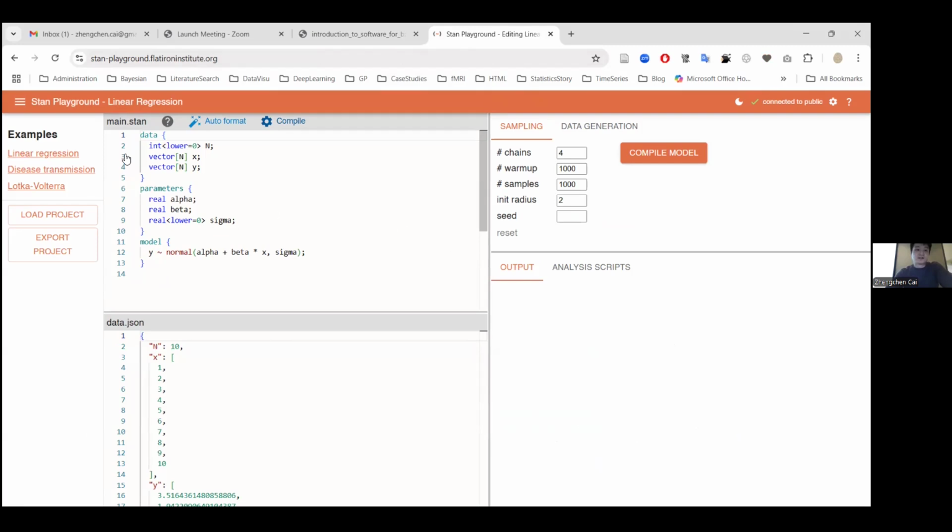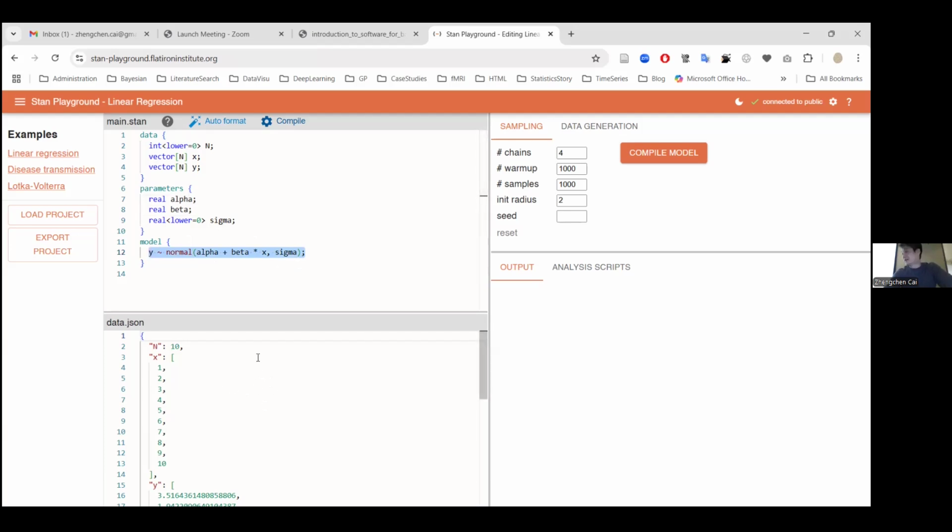let's do a linear regression. This is what I showed you here. You have your data. This is the dimension of the data, and then X and Y. Your parameters are just alpha being the intercept, beta the slope, and sigma, which is the error, right? And you write your likelihood function here, which is a normal distribution.